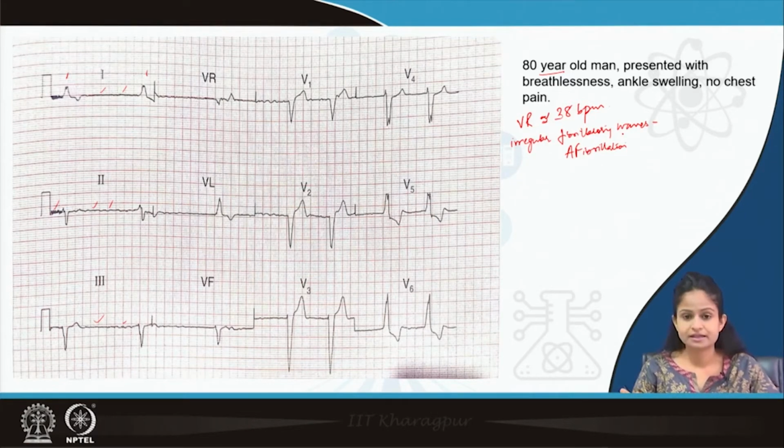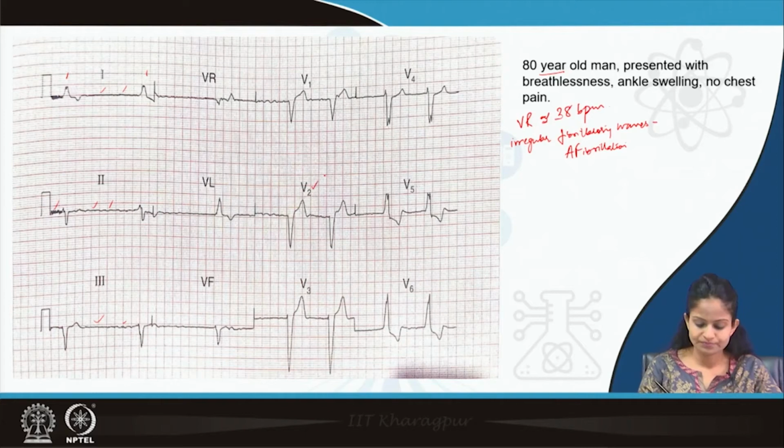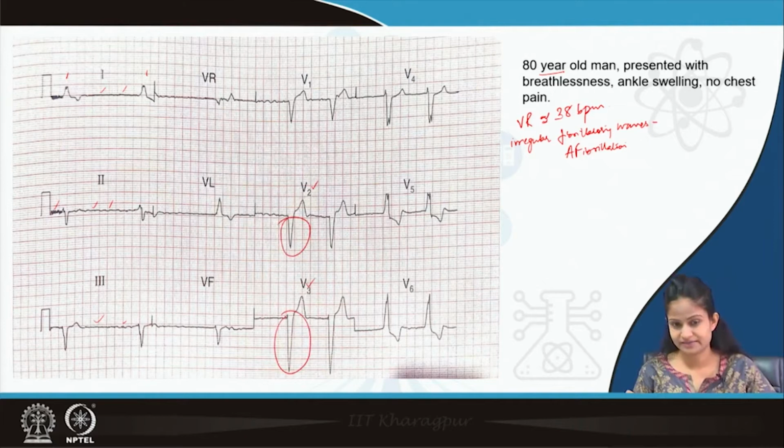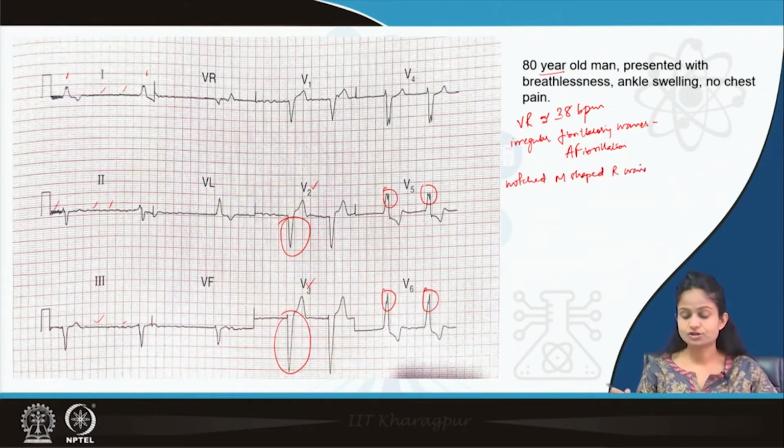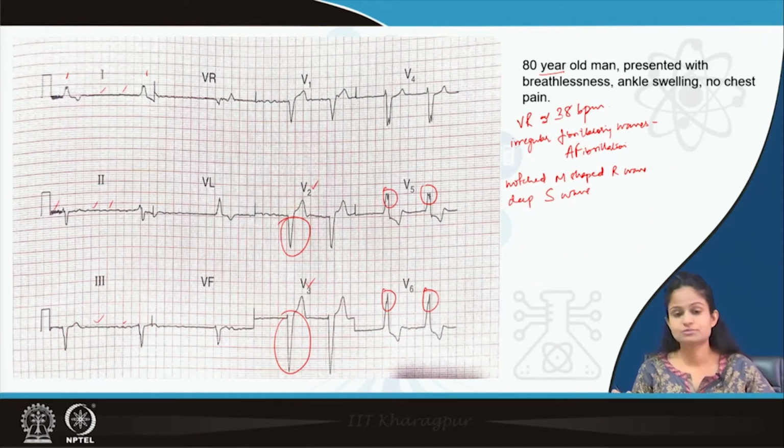Next, in the chest leads V2 and V3 we could see deep or prominent S waves, and in V5 and V6 we could see the notched M-shaped R wave. So, deep prominent S wave in V2, V3, and at V5 and V6 we are getting notched M-shaped R wave. This is signifying left bundle branch block.